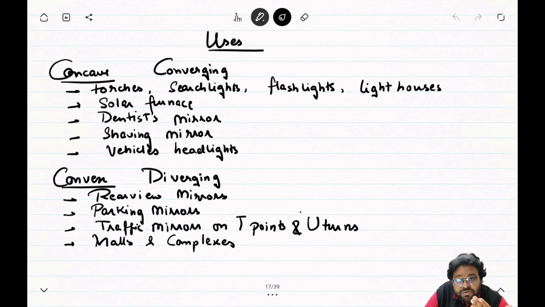Because they give a wider view, the image is diminished, and that's why there is a warning written on rear view mirrors: objects in the mirror are closer than they appear. Because the objects seem to be diminished, we think that they are far, but they are not far, they are nearby.